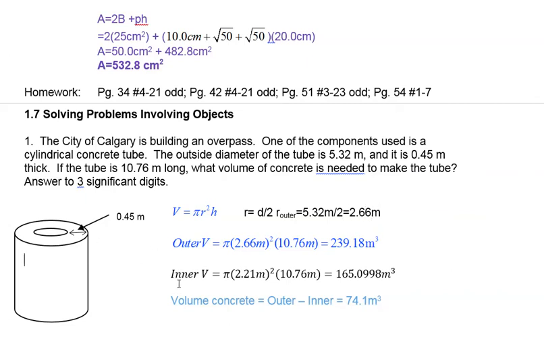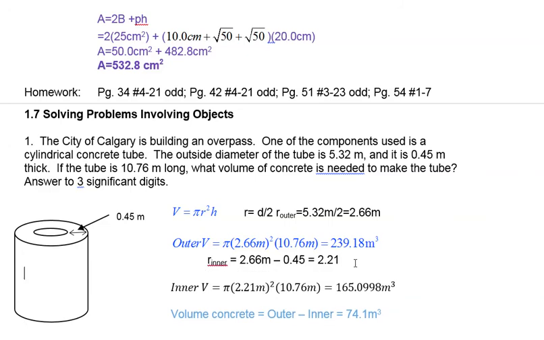For the inner one, that's a little trickier because we are not told that diameter, but we are told how thick the tube is. So if we take our other radius, 2.66, and we subtract that thickness, we get the inner radius. So that's where the 2.21 came from. Since we're talking about the radius, we do only need to subtract that thickness once, even though we have some on this side and some on that side. Radius is only looking at a half, right? Not looking all the way across. So that's where the inner radius is coming from.